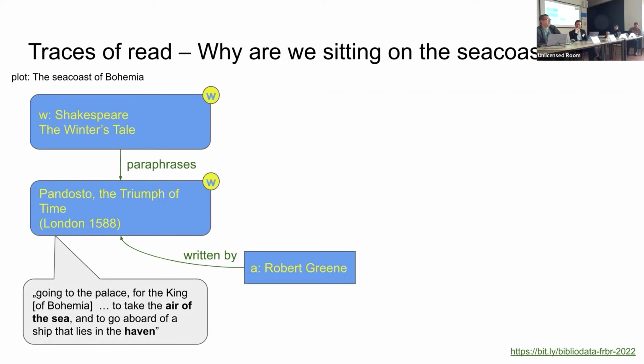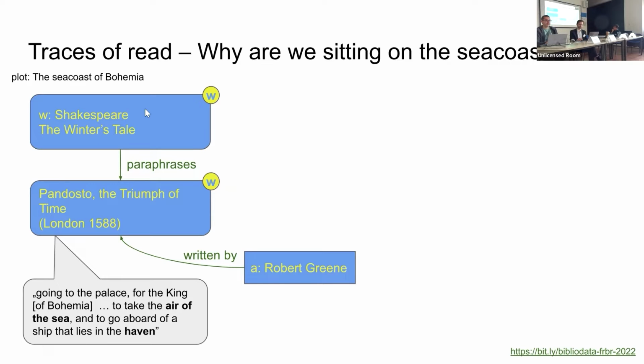yeah, we know from the literary studies that Shakespeare paraphrases another work which was written by Robert Greene. It was called Pandosto. It was not a drama, it was a pastoral. And yeah, the basic plots, activities, and characters appeared in this Pandosto work. Shakespeare changed a lot.